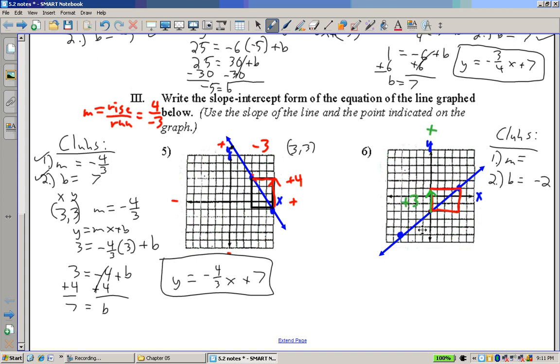Since this is positive, this is negative. Again, on the x-axis, this is positive, and this is negative. We're going to rise 3. From here, we're going to go to the right, which is positive 1, 2, 3, 4 blocks. And don't forget, m equals the rise over the run, the change in the vertical coordinate over the change in the horizontal coordinate. The rise is positive 3, the run is positive 4. So my slope is 3/4.